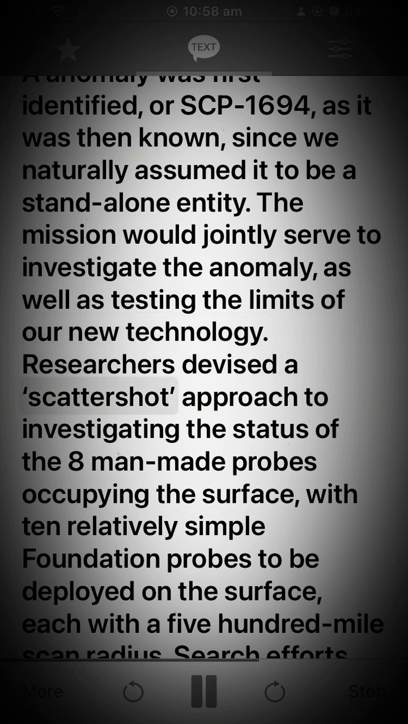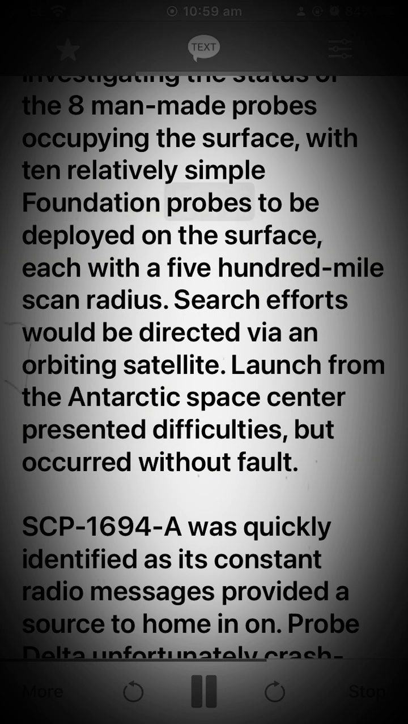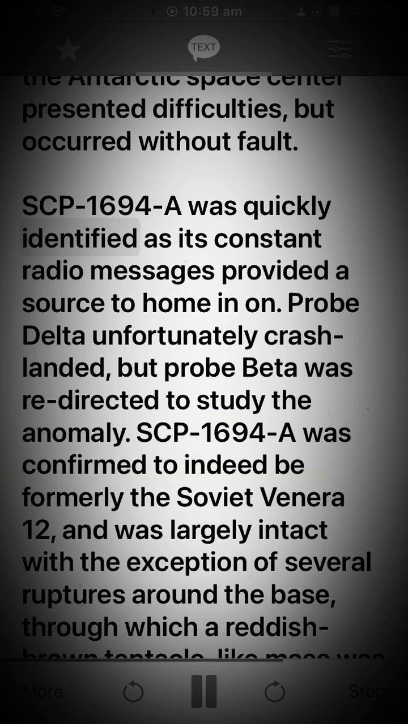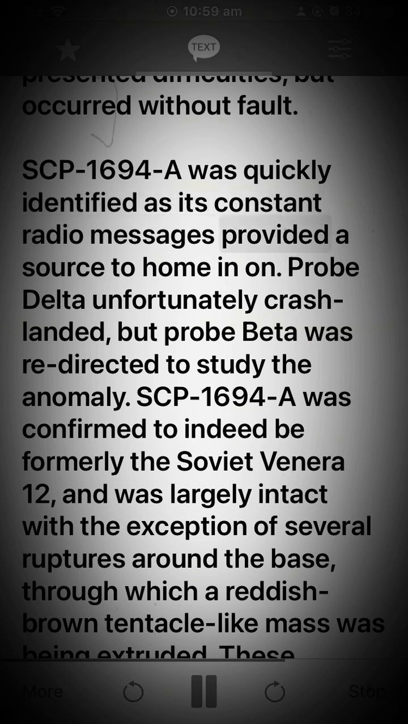Researchers devised a scattershot approach to investigating the status of the 8 man-made probes occupying the surface, with 10 relatively simple Foundation probes to be deployed on the surface, each with a 500-mile scan radius. Search efforts would be directed via an orbiting satellite. Launch from the Antarctic Space Center presented difficulties, but occurred without fault. SCP-1694A was quickly identified as its constant radio messages provided a source to home in on. Probe Delta unfortunately crash-landed, but Probe Beta was redirected to study the anomaly.